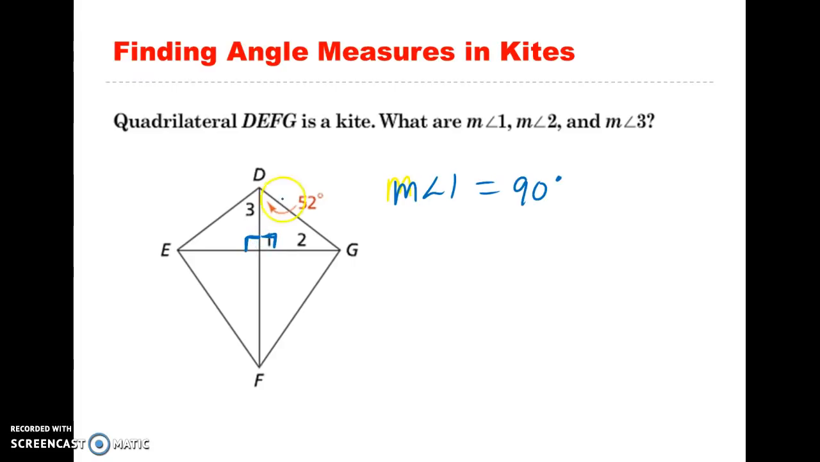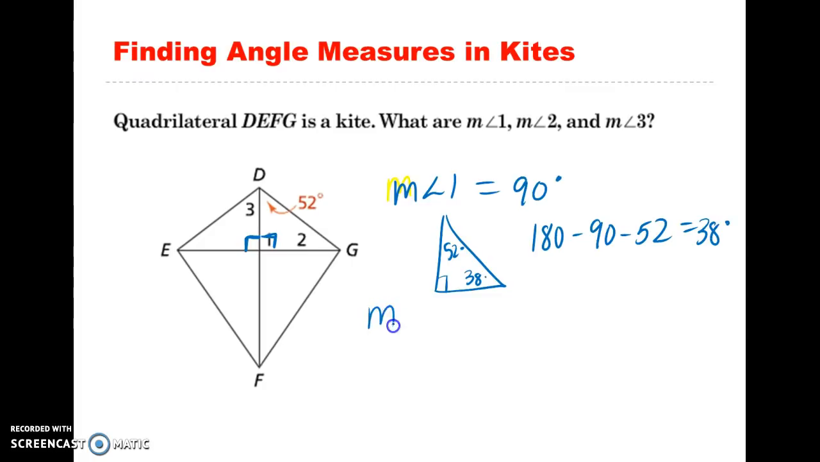They tell me the angle up here, angle GDF, is 52 degrees. So if I redraw this mini triangle, I know that's 90, I know that's 52. So I'm able to figure out what angle 2 is just based off of the fact that a triangle adds up to 180. So 180 minus 90 minus 52 will tell us what our angle measure is, and it's going to be 38 degrees. Okay, so we've got the measure of angle 2 down.